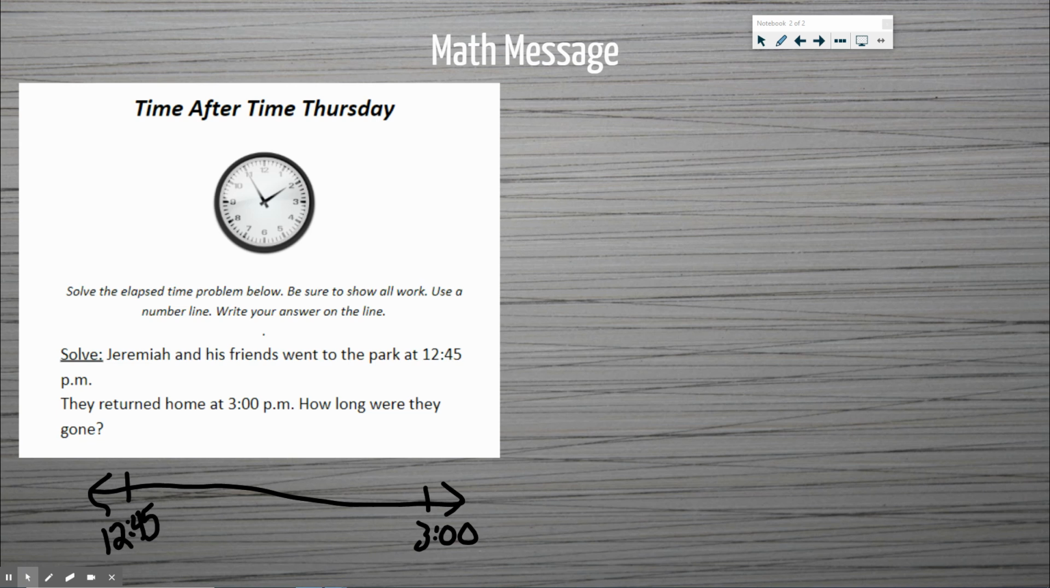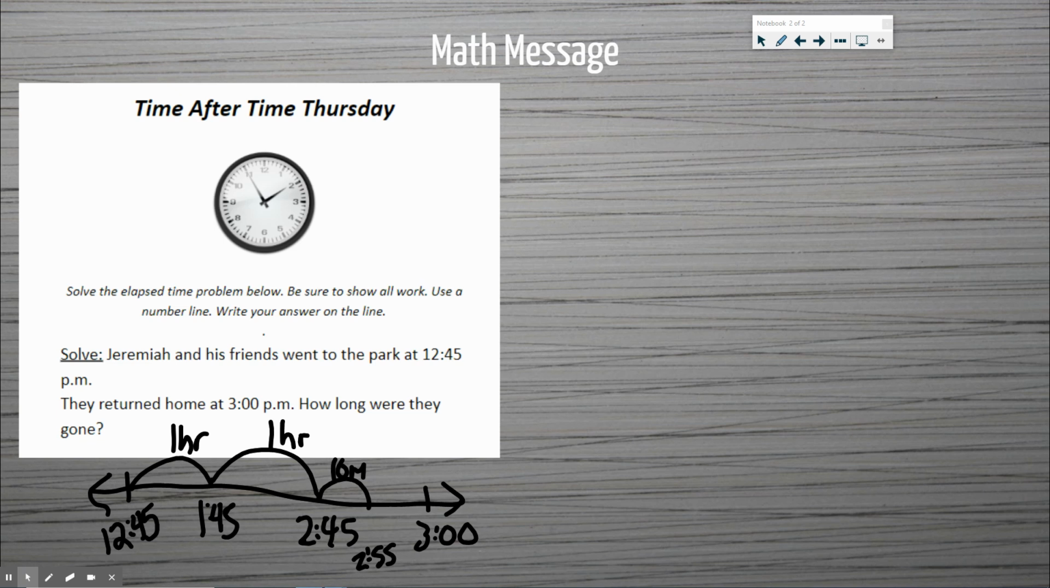All right, so to make these jumps, I would start with my hours. So 12:45, 1 hour will be 1:45. And then another hour will be 2:45. If I jump another hour, I'm going to go past the end time, so I'm going to make smaller jumps. I think I'm going to go by tens, so it'll be, let's see, 2:45 plus 10 would be 2:55.